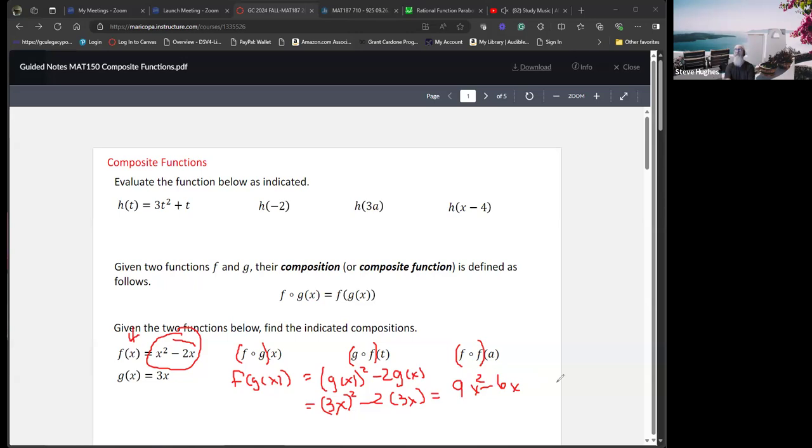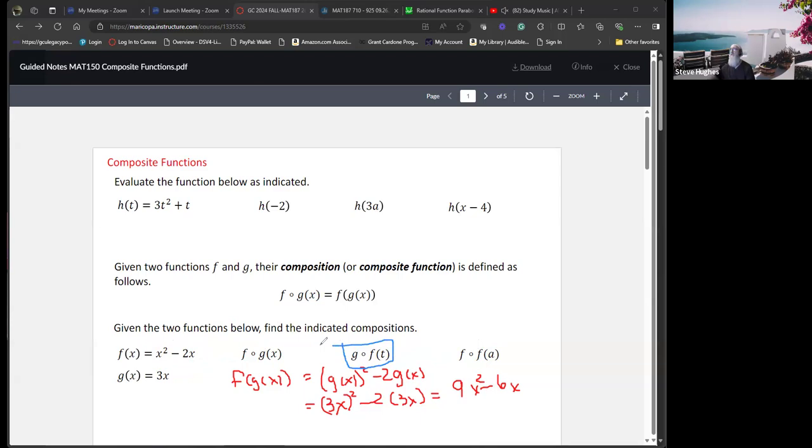And I'm done. What did I do? I replaced x with 3x. All right, so I've completed the first question. All right, next. The next question is, what would be right here? What would be g of f of t?